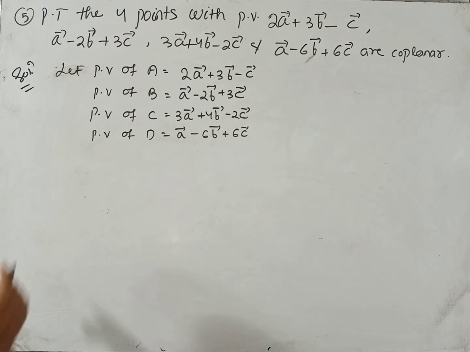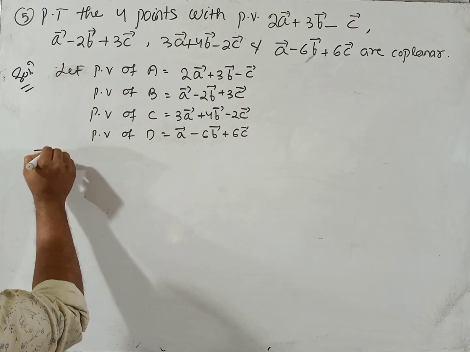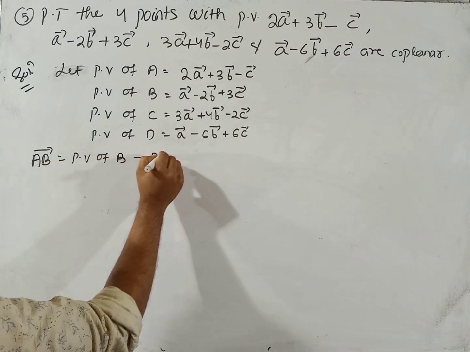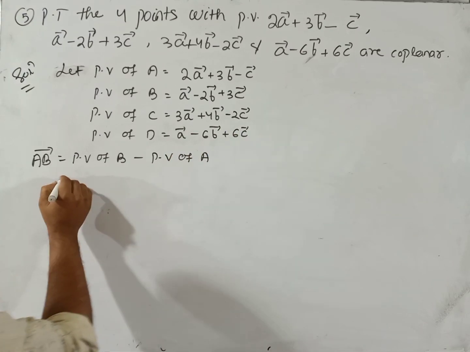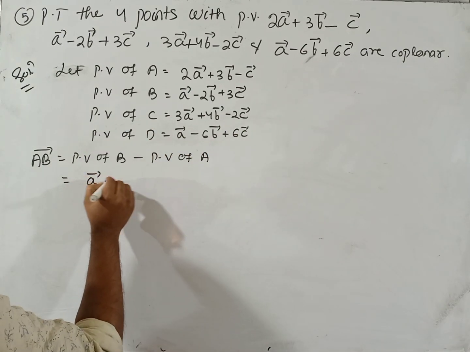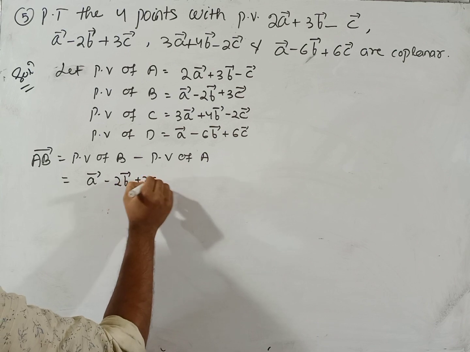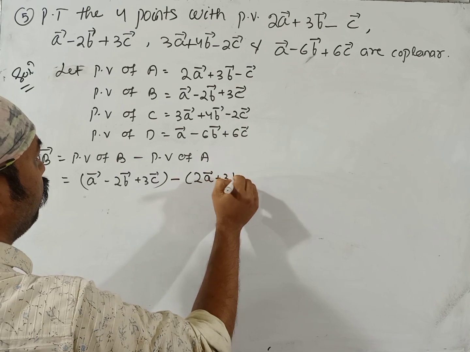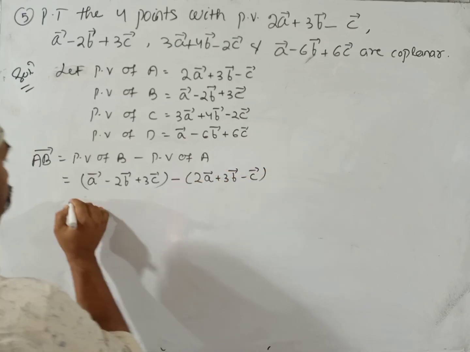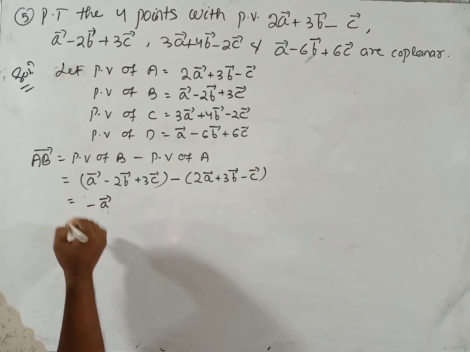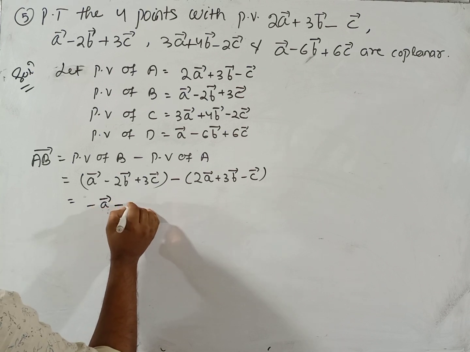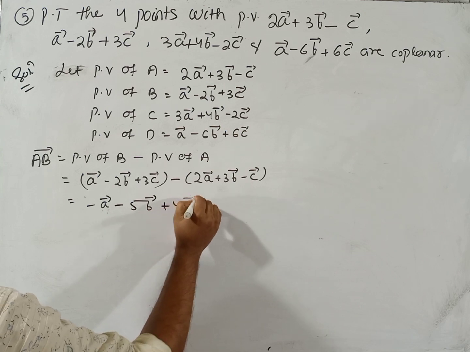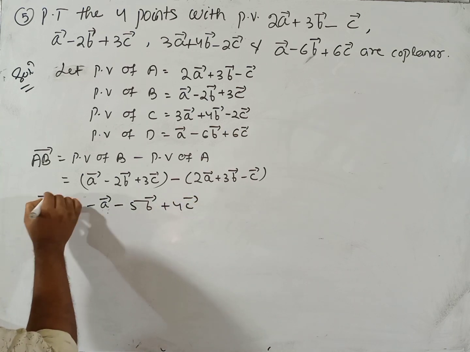So here we have to find out, first of all, the AB vector, that means the position vector of B minus the position vector of A. Position vector of B is A vector minus 2B vector plus 3C vector, minus 2A vector plus 3B vector minus C vector. Then this will be minus A vector minus 5B vector plus 4C vector. This is the AB vector.